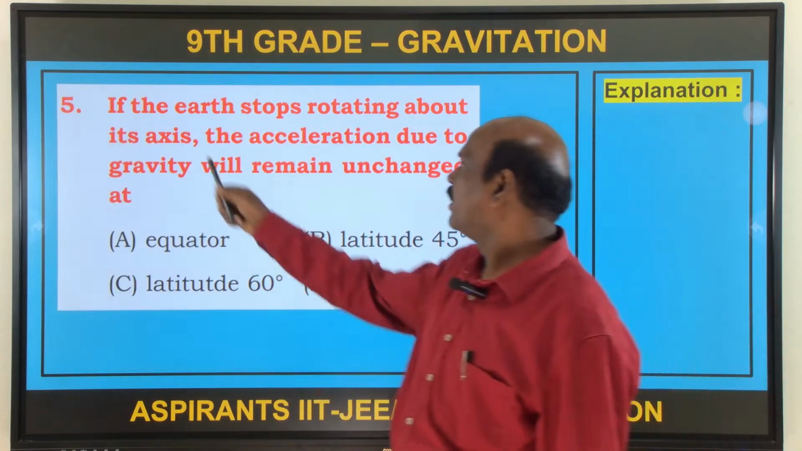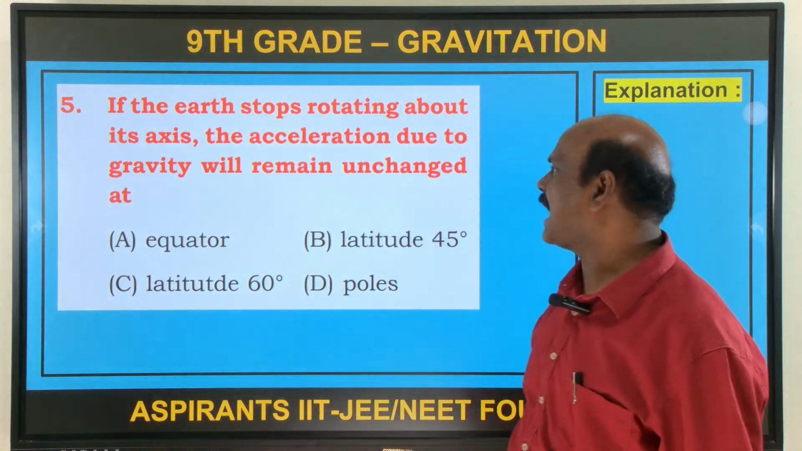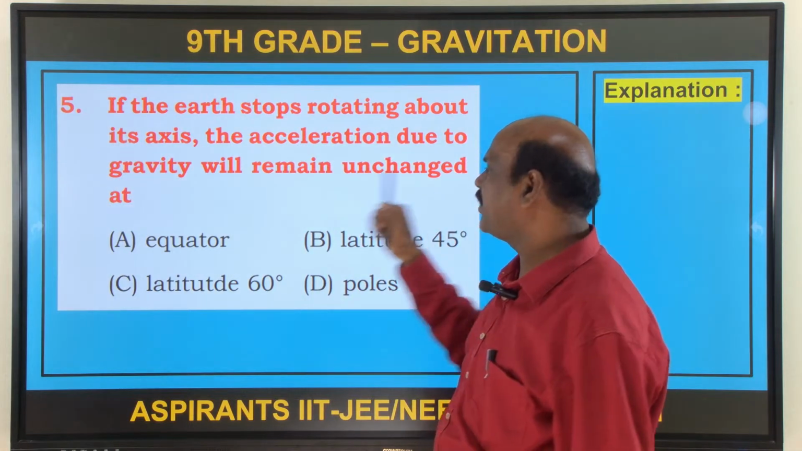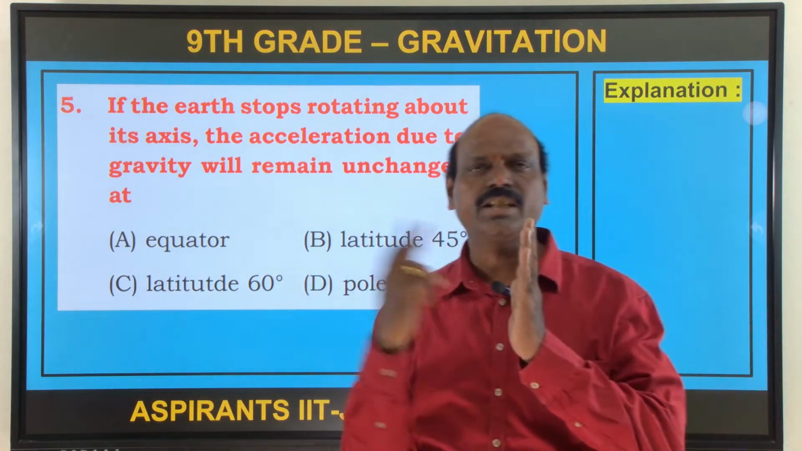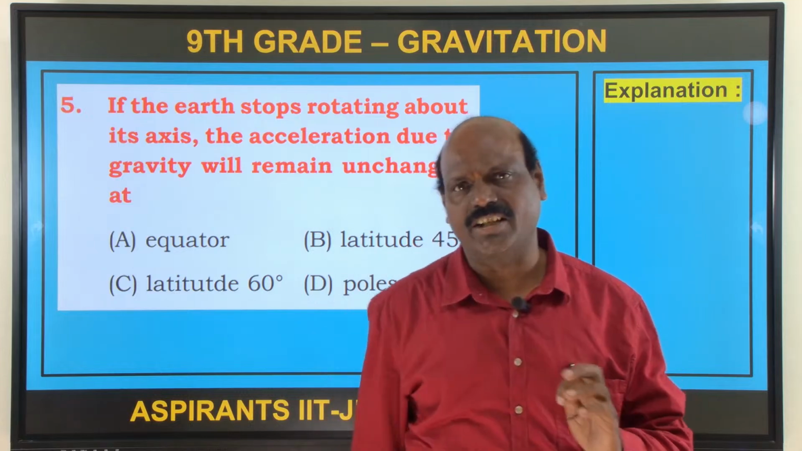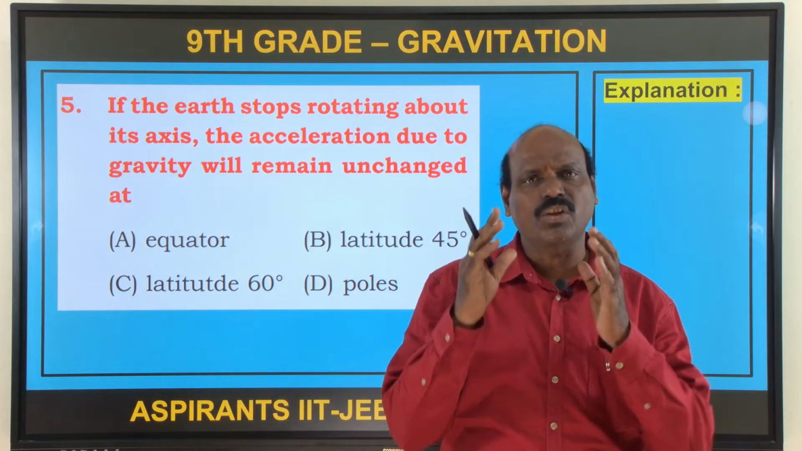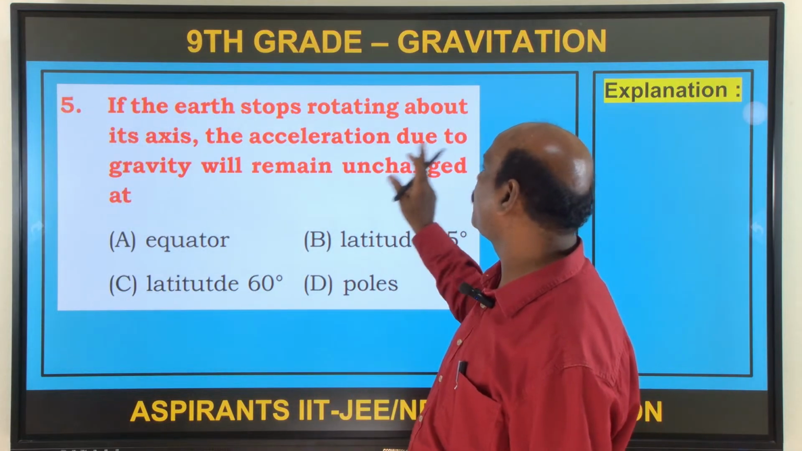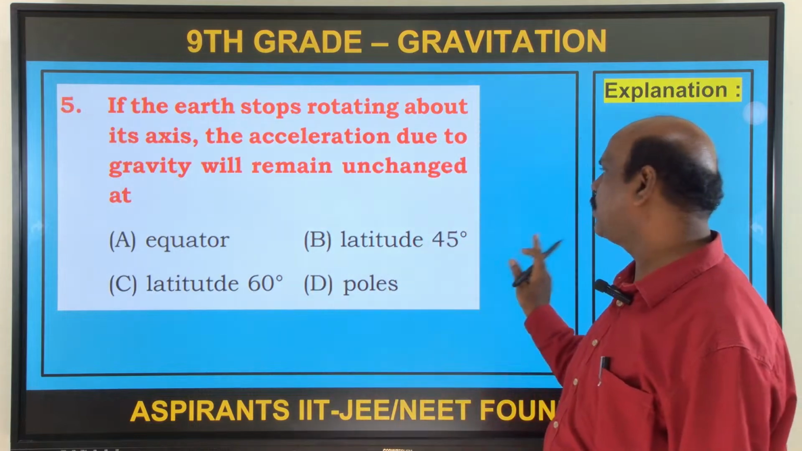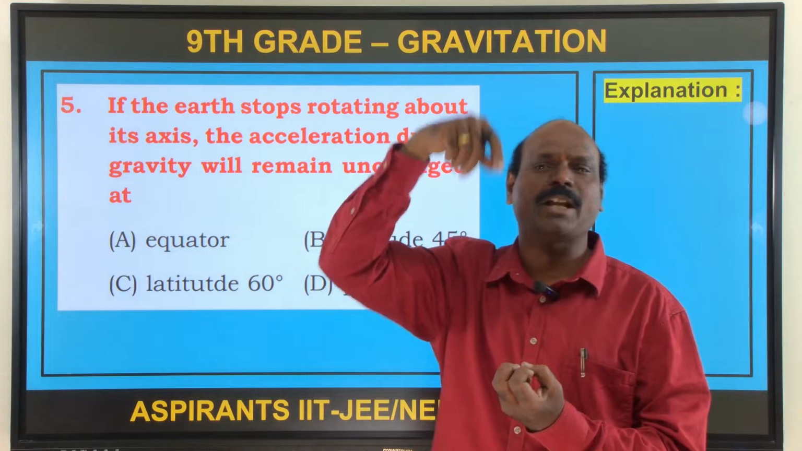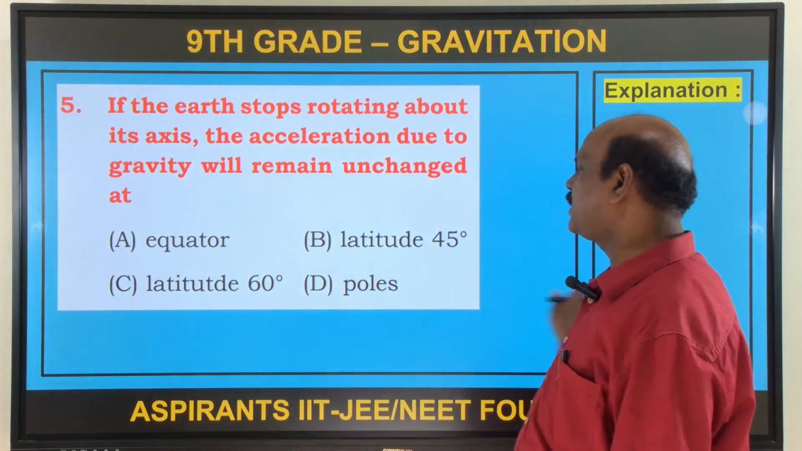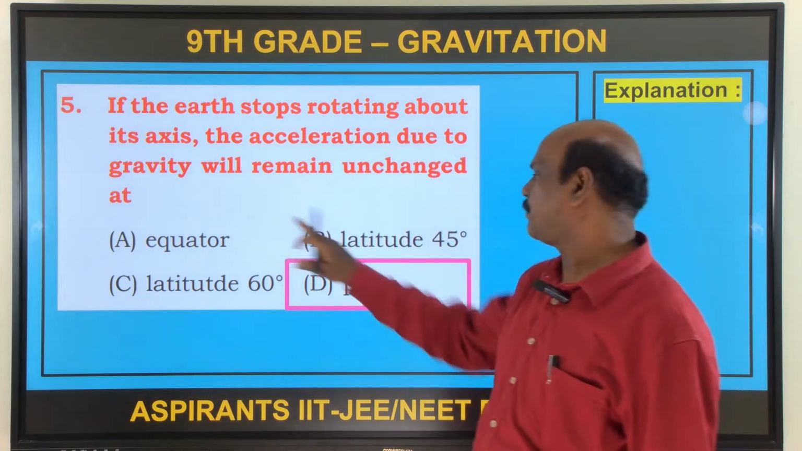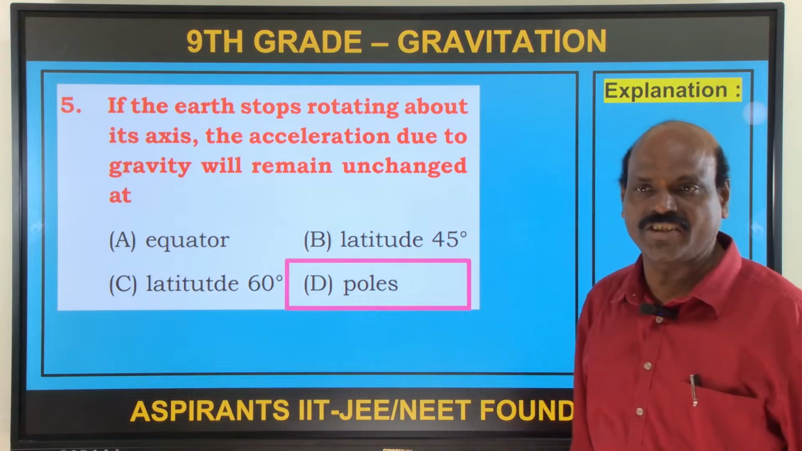Next, if the earth stops rotating about its axis, the acceleration due to gravity will remain unchanged at which place? As we know, the earth rotates on an axis. If it stops rotating, the acceleration due to gravity will not change at the poles, as the point on the axis is the same at the poles. So the g value will not change at the poles even if the earth stops its rotation.